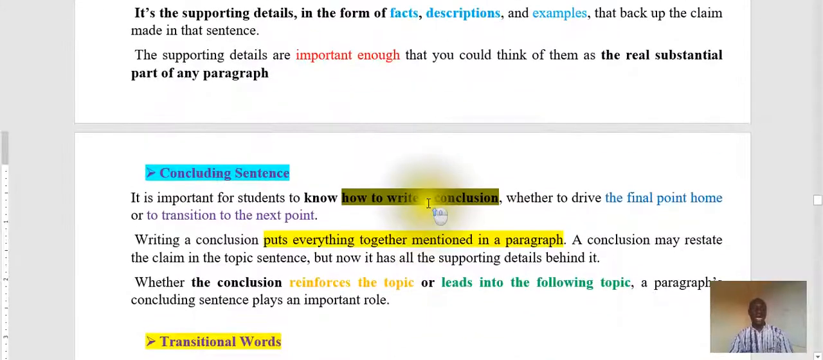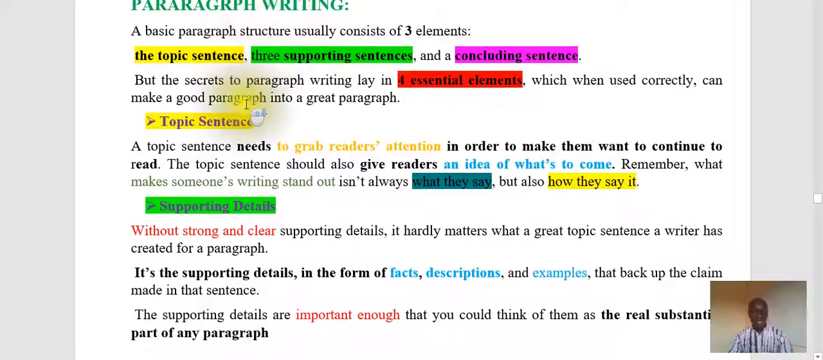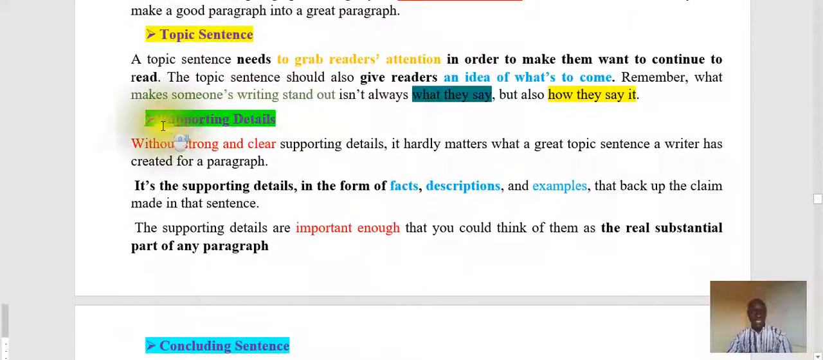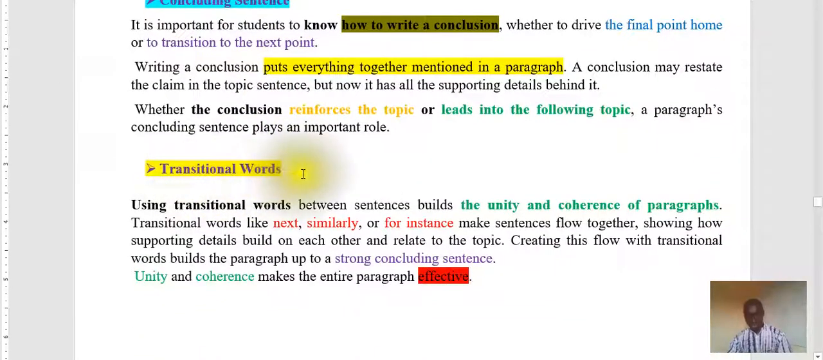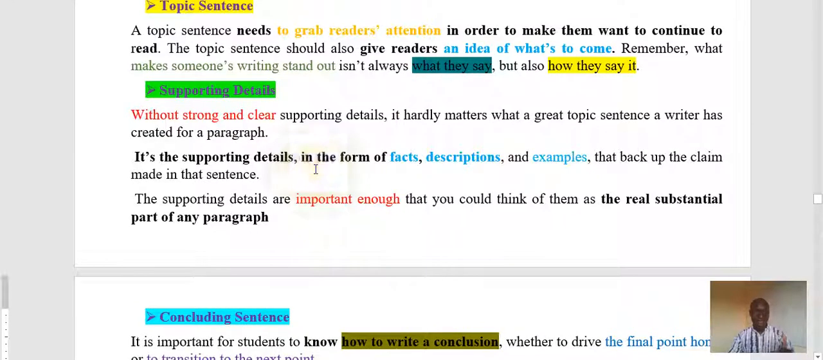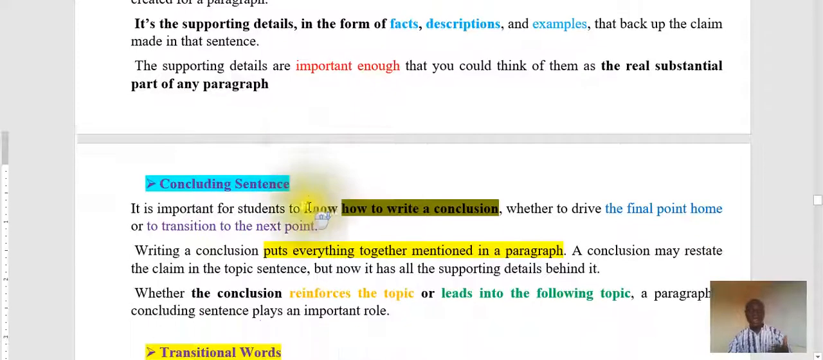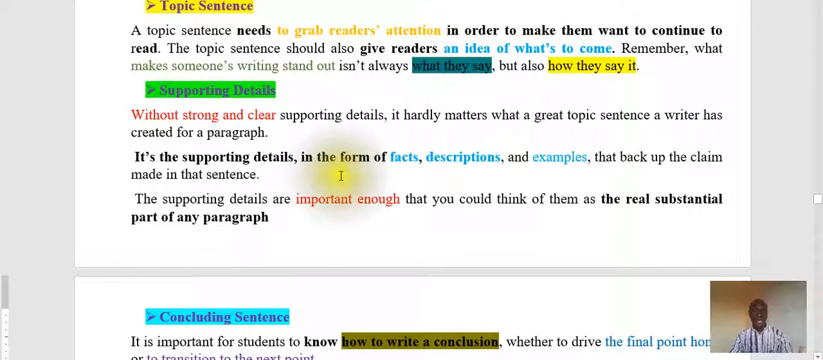So let us recap what we have said. If you want to write a paragraph, you have firstly the topic sentence. Second, supporting details. And third, the concluding sentence. And finally, transitional words. If we master the four, I think that we can write a good paragraph. Again: topic sentence, supporting details, concluding sentence, and transitional words or linking words. You can use them to make your paragraphs well written.